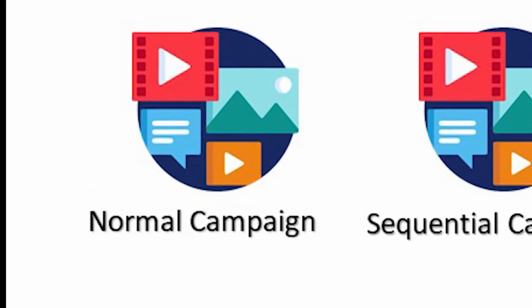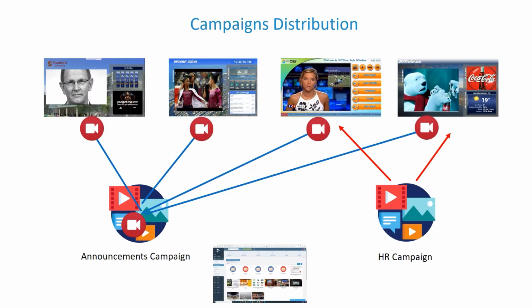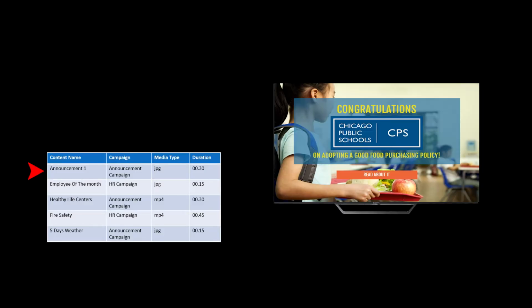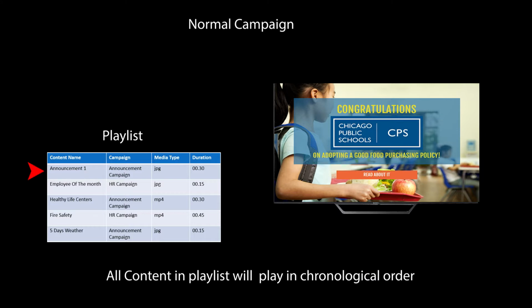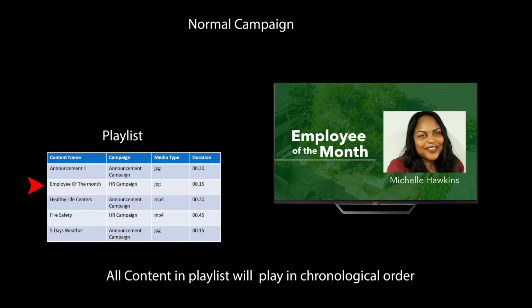Normal campaign. Normal campaign is a basic distribution list where every piece of content in this campaign gets appended to all the players in the distribution list. Campaign allows you to organize content in categories or distribution rules. Users just need to drop the content in a campaign and publish without worrying about selecting the location and players. As you see in the example, all pieces of content will play in chronological order.